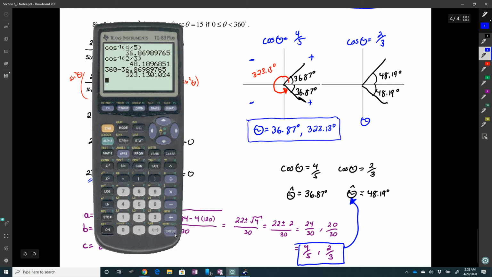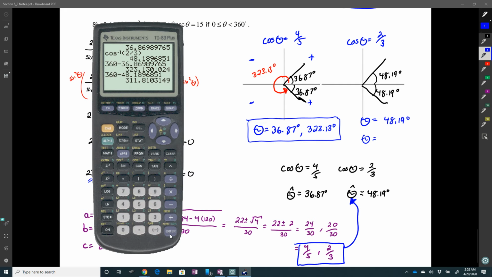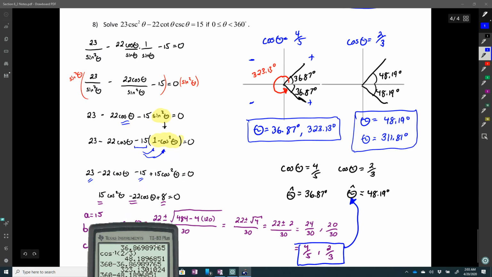And then the other two angles, well, the first one is 48.19 degrees. And then the other one is 360 minus 48.19, so 311.81. And so those are your answers. Whew. Now, normally we check.